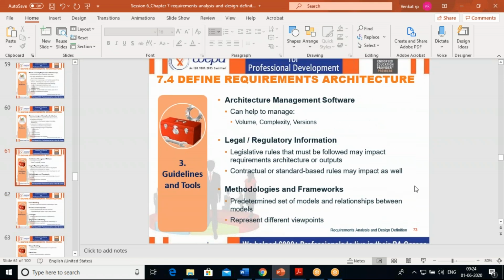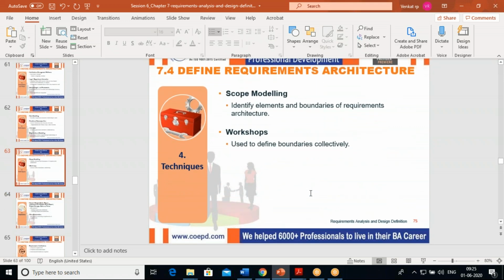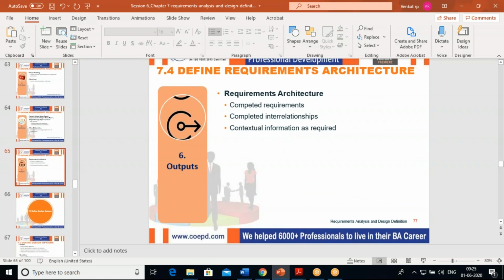Okay, and coming to the output of it. The output of the requirements architecture would be the completed requirements, the completed interrelationship among them, and the contextual information as required. Okay, so once we work on a case study, you will get the meaning of it.